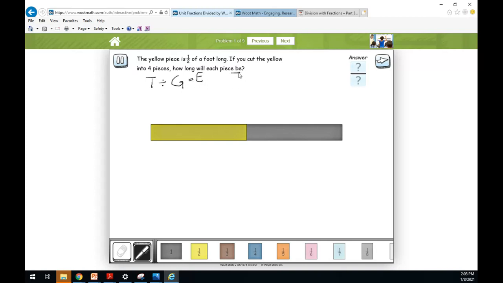And then I'm also going to write on here: a total divided by a each gives you a group. Okay. So I'm going to be looking at my word problem to see which type of division I have. So it says here, the yellow piece is 1/2 of a foot long. If you cut the yellow piece into 4 pieces, how long will each piece be? So remember that this part of your equation is what's given to you. And this is what you need to find.